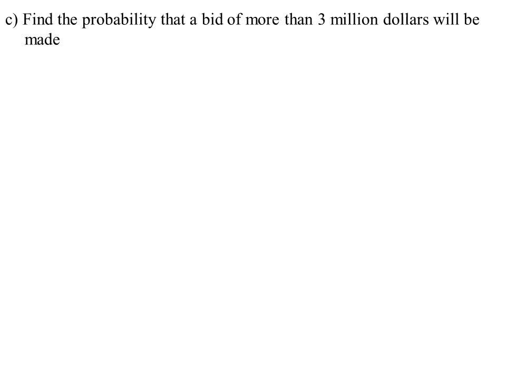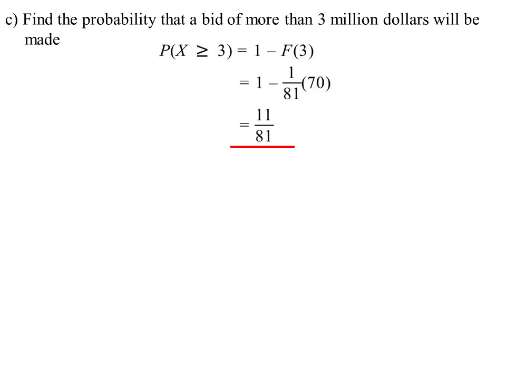Well, now let's work out the probability that a bid of more than $3 million will be made. So what we're now saying is, when is the probability of x greater than or equal to 3? Well, that'd be all the probabilities minus that cumulative distribution function going up to 3. We want to take away all those values. We just want the ones above that. I sub it into my function, and I get the answer. There is 11 on 81.